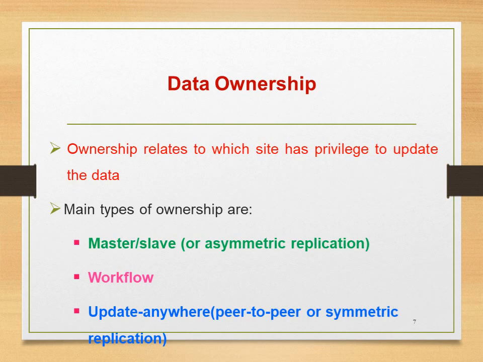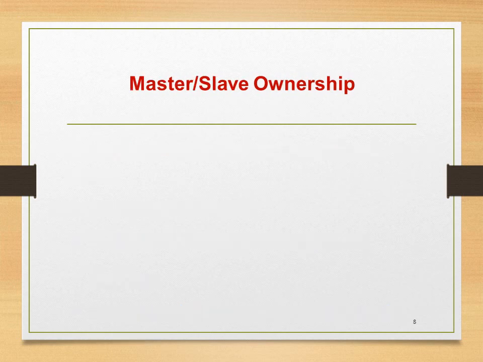Next is data ownership. Ownership relates to which site has the privilege to update the data. The main types of ownership are master slave, workflow and update anywhere ownership. First is master slave ownership.